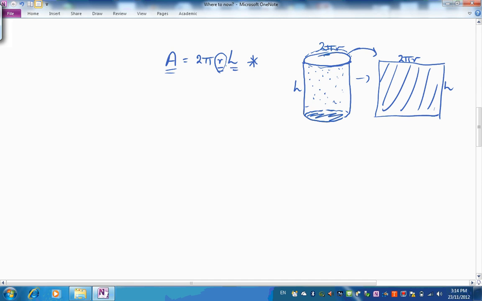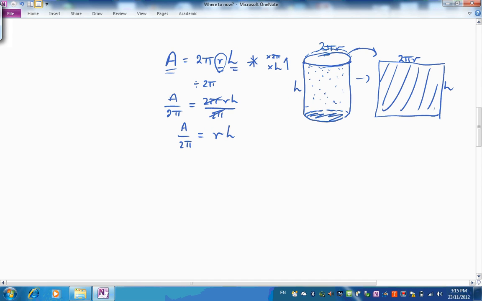So what's been done to r here? It's been times by 2 pi. It's also been times by h. Let's try to get r back again. Let's divide both sides by 2 pi. And we could do it this way now. A over 2 pi. And if we divide this side by 2 pi, we come up with A over 2 pi is equal to rh.